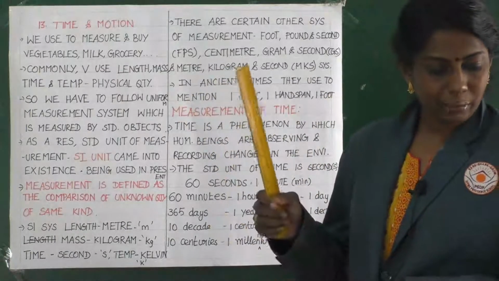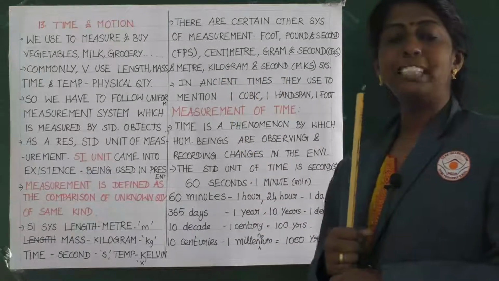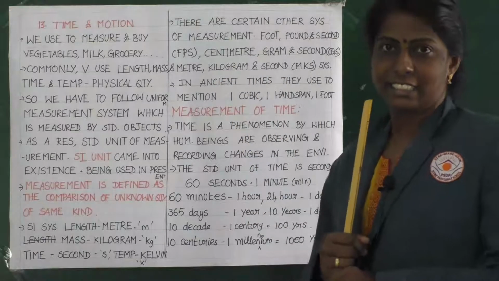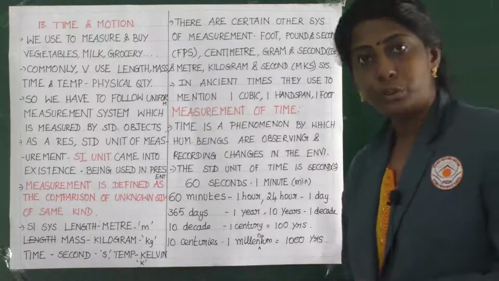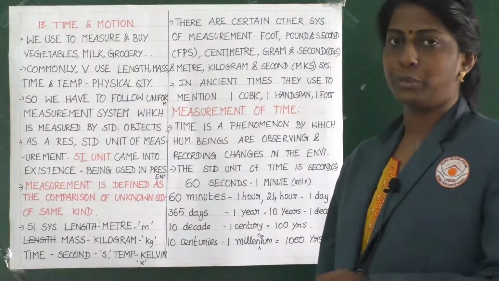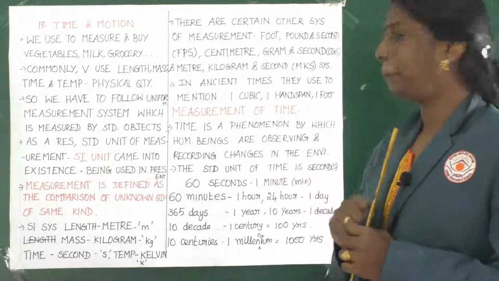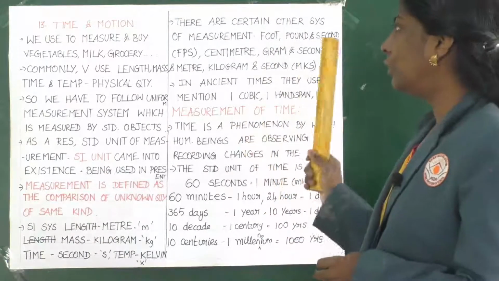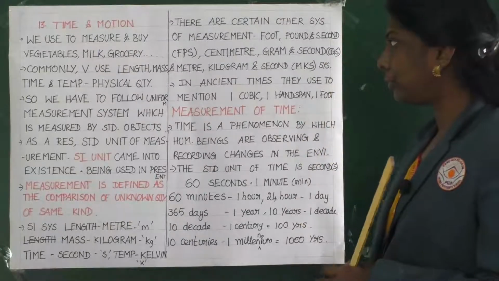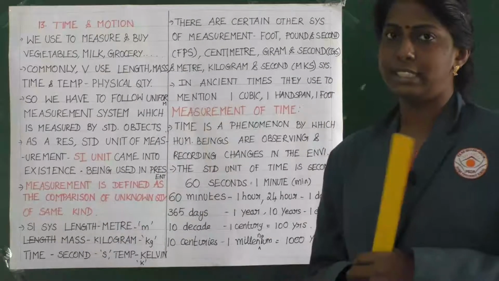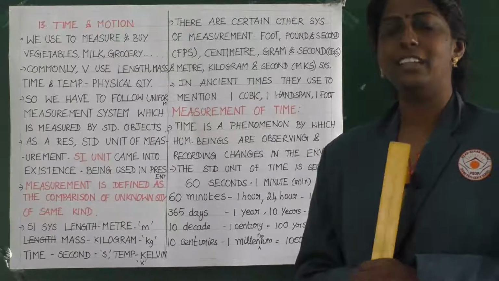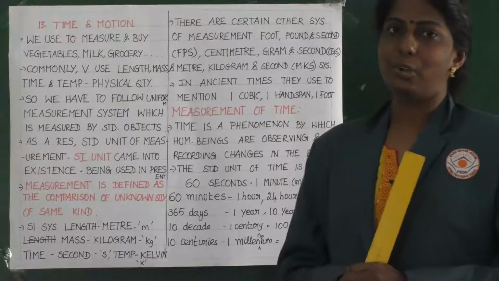You can refer to the picture which is there on page number 186. Foot size is 1 foot. 1 handspan is 1 handspan. 1 cubic meter. Okay. So like this, there are different units of measurement. Clear? So let us learn one by one.